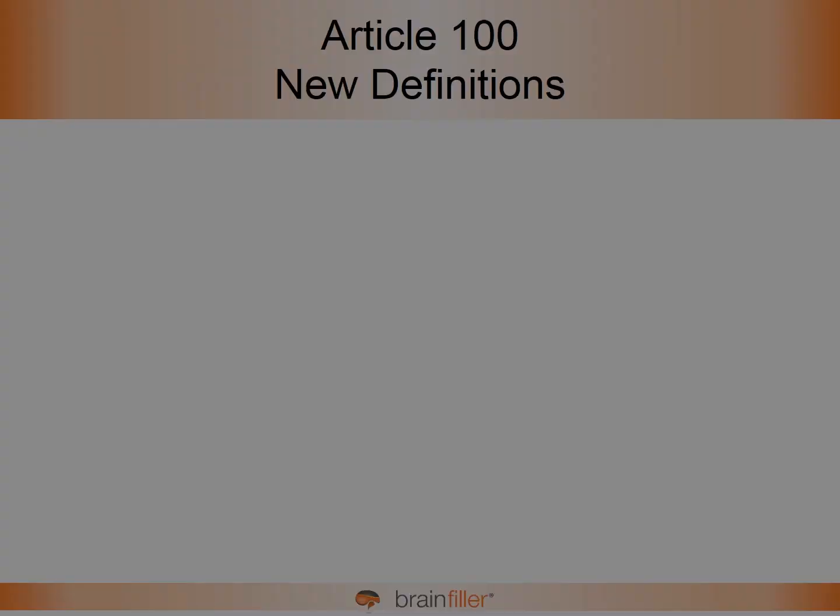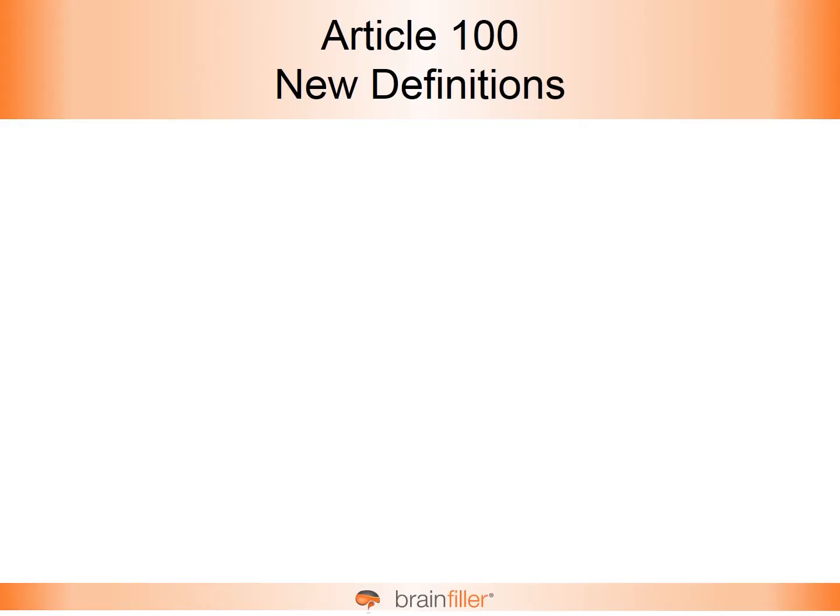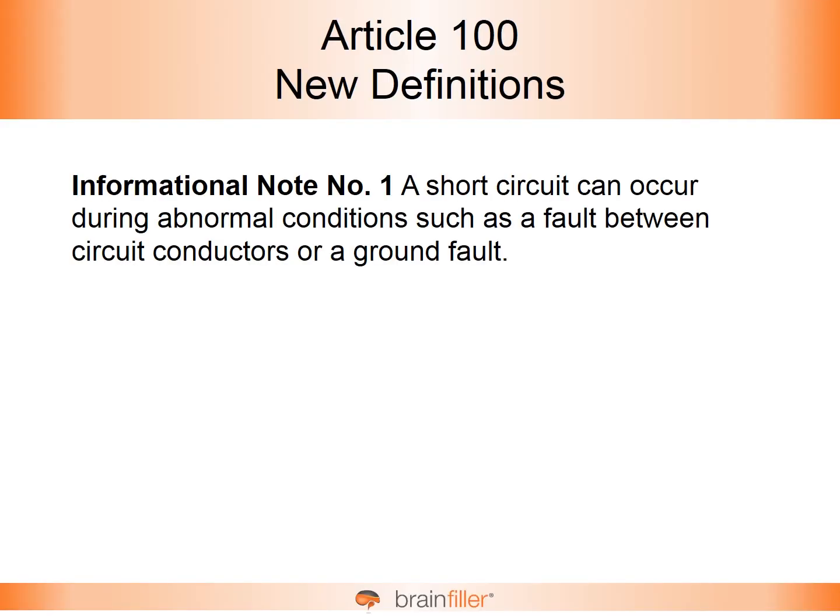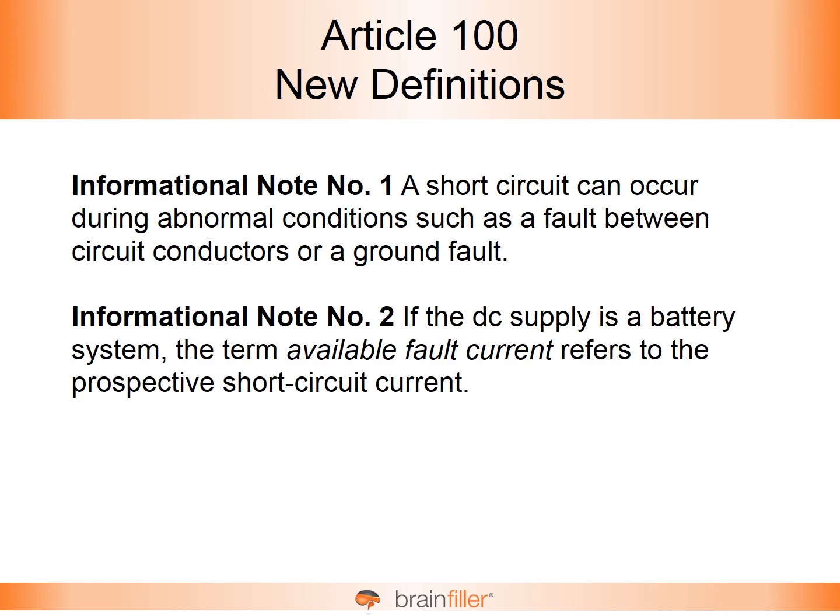As part of the new definitions, there are two new informational notes. Informational note 1 is that a short circuit can occur during abnormal conditions, such as a fault between circuit conductors or a ground fault. So it's really just a clarification of what may cause a short circuit. Informational note number 2 states that if the DC supply is a battery system, the term available fault current refers to the prospective short circuit current.